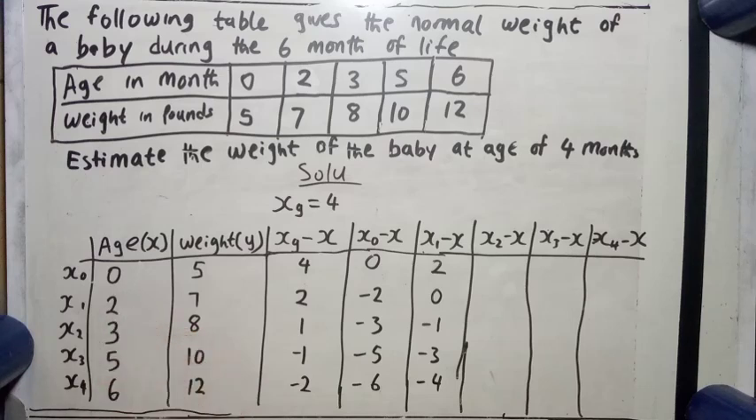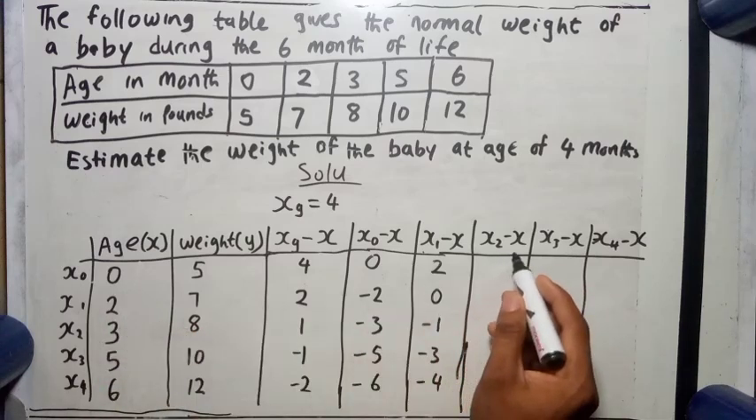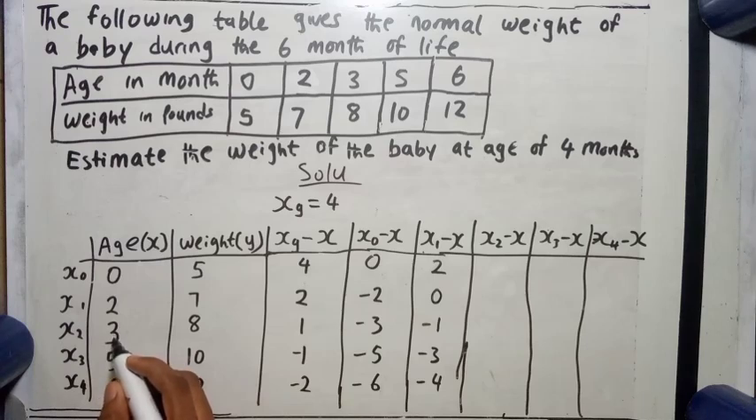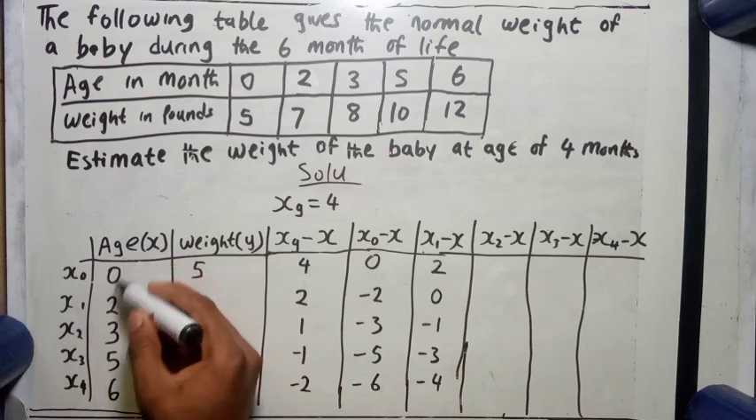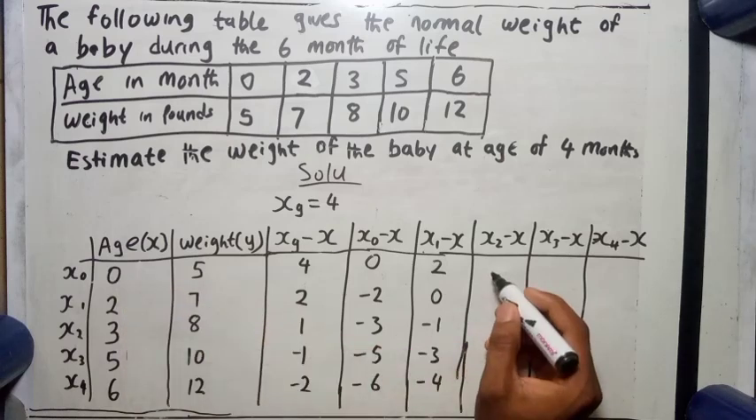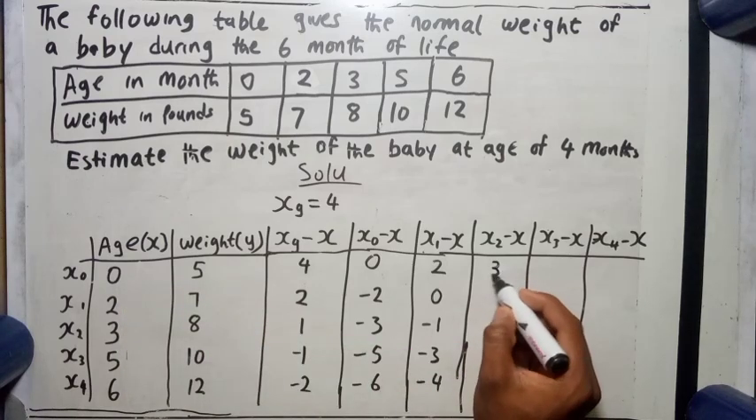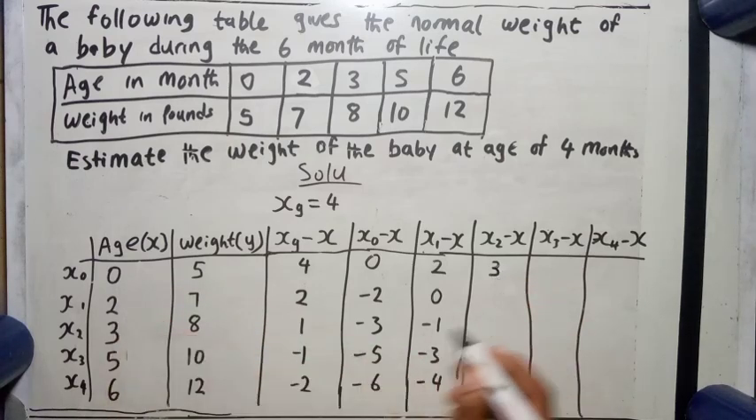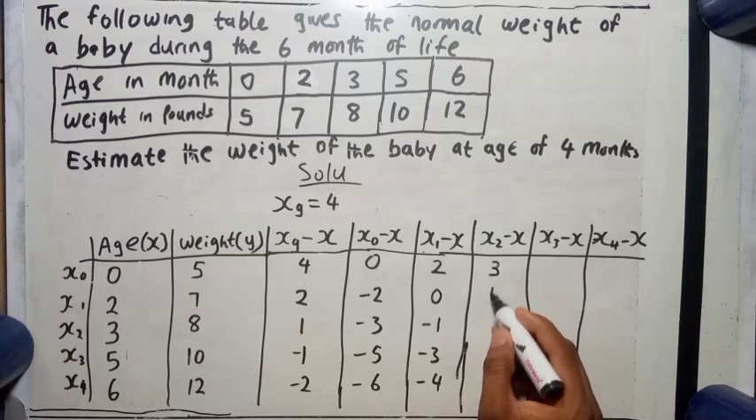Now over to the next one, you're having x2 being this, which is 3. So subtracting every other value here from it. When we do that, we're having 3 minus 0, we are having 3. 3 minus 2, we are having 1.